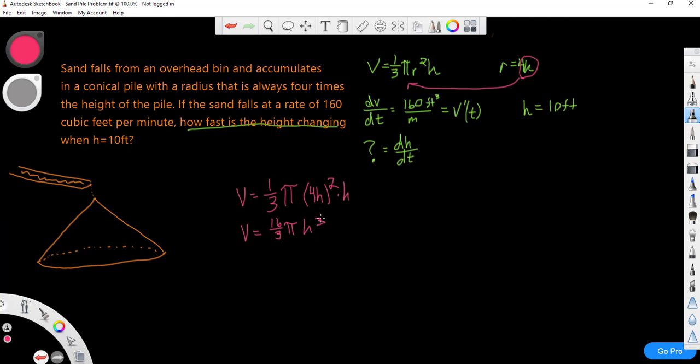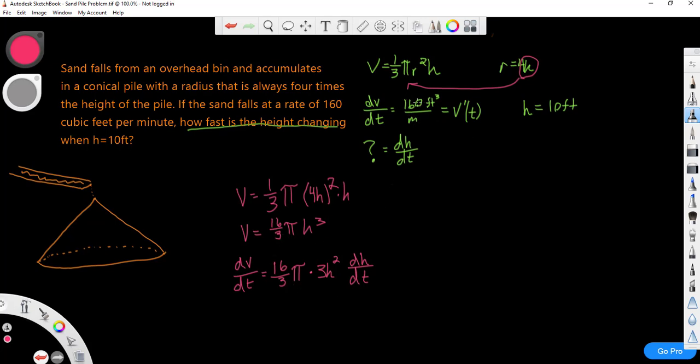Great. Now, if I want to figure out what dh over dt is, I need to take the derivative of this. Since this is an equation, I have to take the derivative of both sides in order to keep it balanced. The derivative of V is dV over dt, equals 16 over 3 pi times the derivative of h cubed, which is 3h squared. Now don't forget the chain rule: the derivative of h is dh, and we're taking the derivative with respect to time, so over dt.